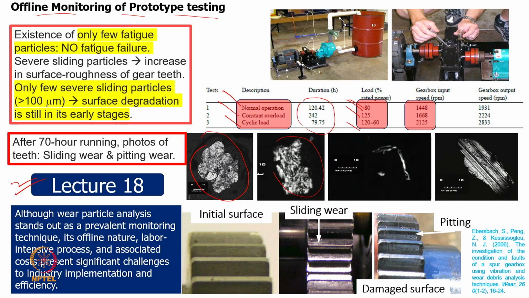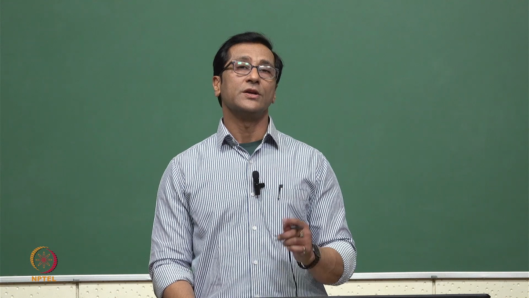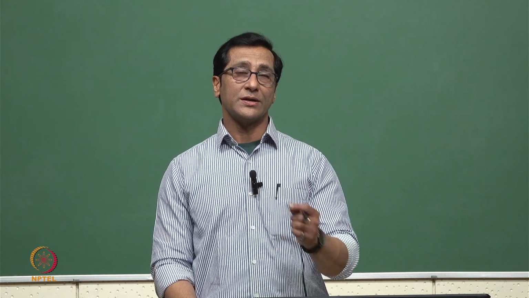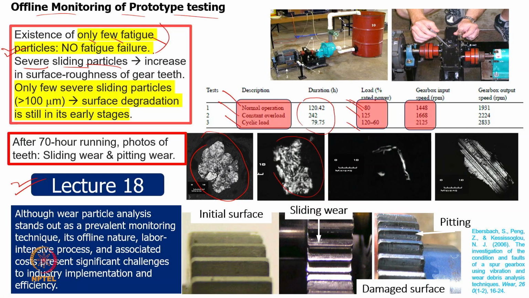They observed only a few fatigue particles. Because of the conditions they imposed, they found more sliding wear, which means wear was more dominant compared to fatigue. So in terms of wear and pitting, there was less pitting and more wear. This depends on the situation and the operating conditions. They also found that only a few particles were more than 100 micron in size, which means surface degradation was still in the early stages. They ran this for 70 hours, and then showed us a photograph.